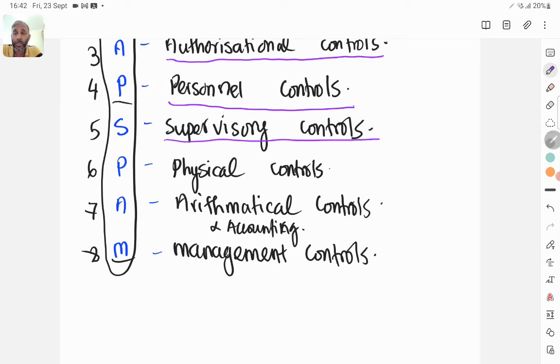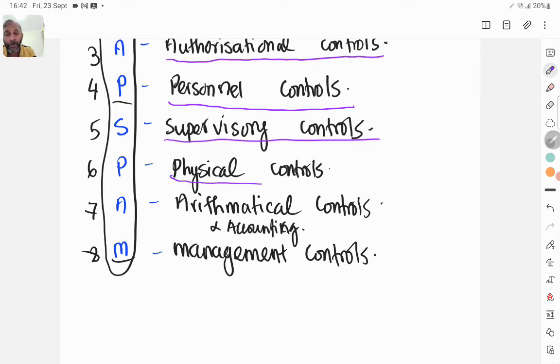There should be someone to supervise every single process someone is performing. This should be well managed: when any process or transaction is taking place, there should be someone to supervise, like a manager, senior supervisor, or director. So every process must be supervised in the right way.